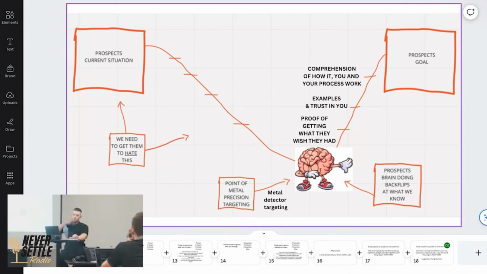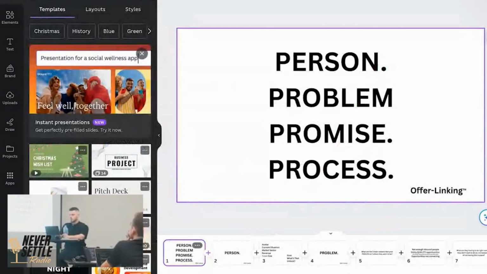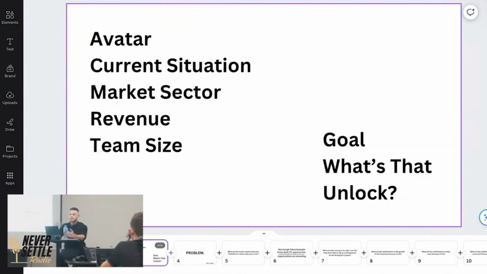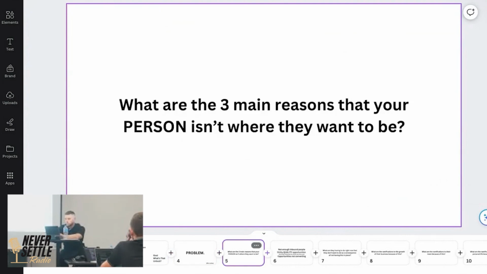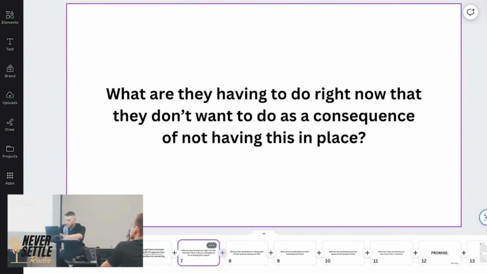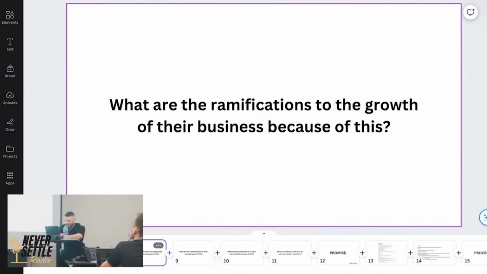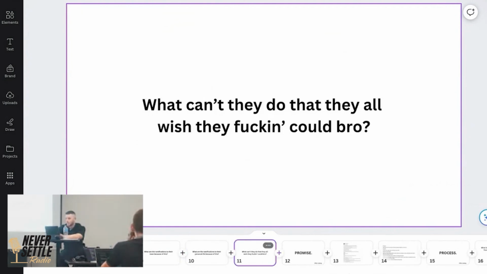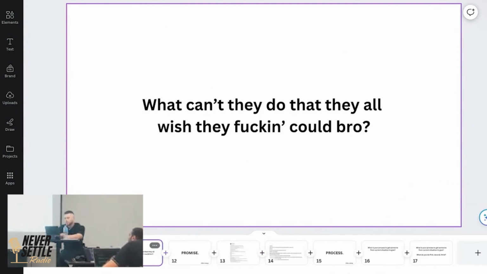We only really have one more thing to do today, which is going through this person, problem, process, promise, which is going through the avatar, current situation, market sector, revenue, team size, goal, and what that unlocks. We'll go through the problem. We'll go through the 3 main reasons they aren't there right now. For many of you, it's just going to be that. We'll walk through what they are not getting out of it, the ramifications of it, ramifications to their team, ramifications to personal life, what they can't do as a consequence of that.